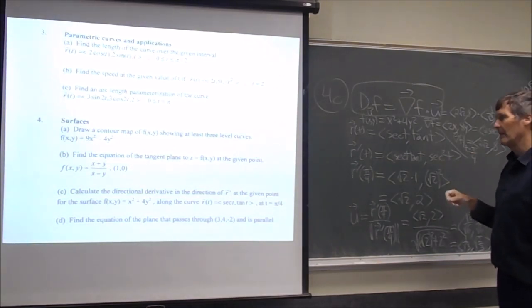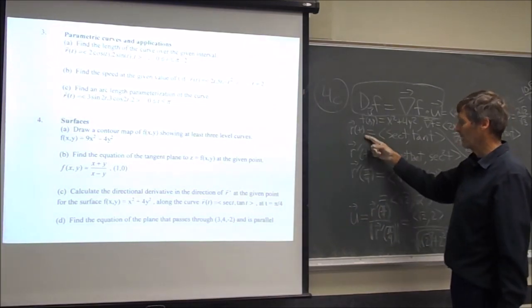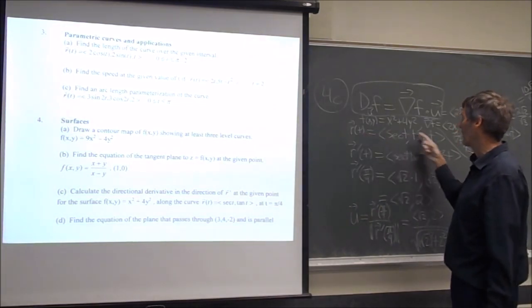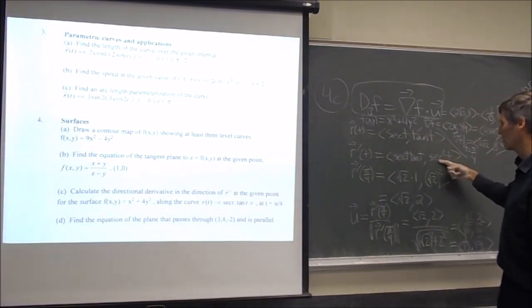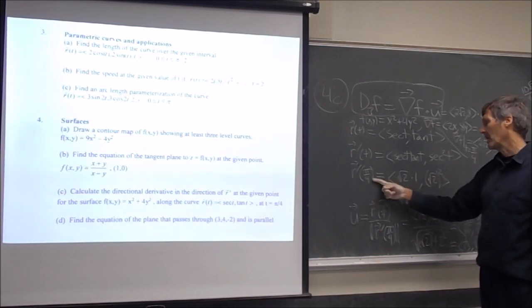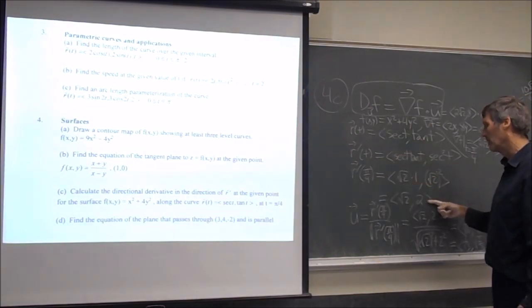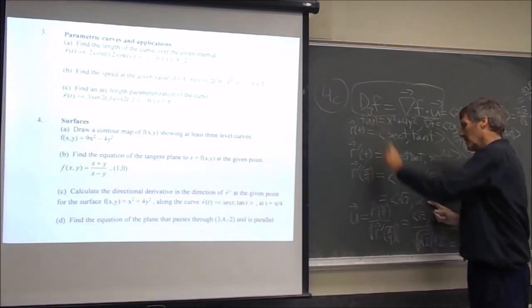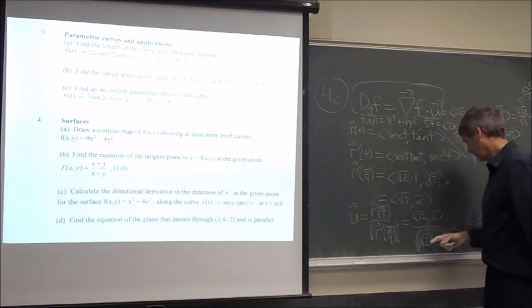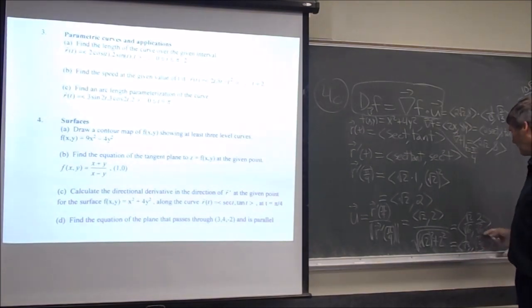Now I also need the unit vector in the direction I want the tangent. Well, that's supposed to be in the direction of r prime, so I compute r prime by taking the derivative: derivative of secant t is secant tangent, derivative of tangent is secant squared. Then at pi over 4, this is square root 2 and this is 1, so I get the vector square root 2, 2 for r prime. That's the direction I want to move. But I need a unit vector, so I divide it by its length, and I come up with 1 over square root 3, square root 2 over square root 3 is the direction I want to move, and it's a unit vector.